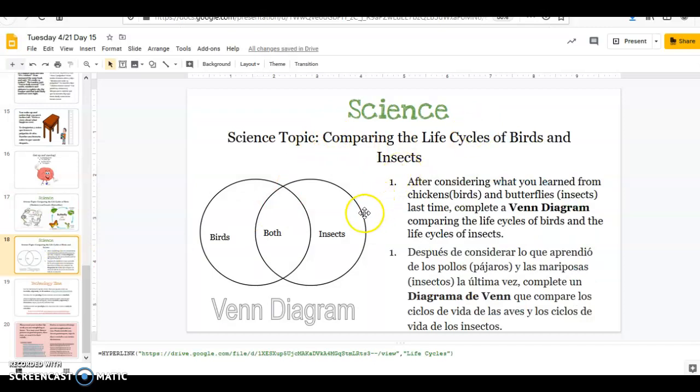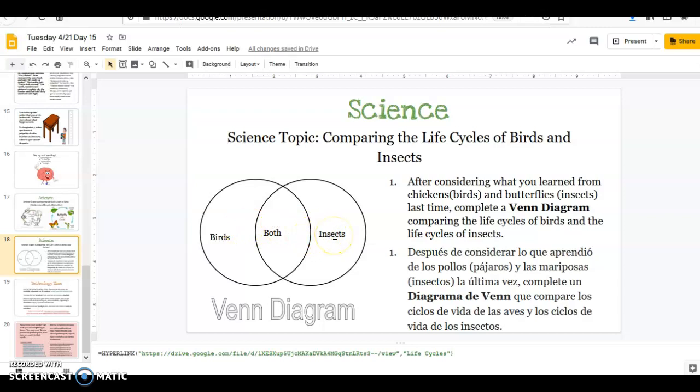The Venn diagram is 2 circles with part of them meeting in the middle. So we'll have birds on one side, just what the bird has. On the other side, just what the insects have or the butterflies have. And then in the middle, what do they both have in common? What do they both have that are the same? So you can draw this on a piece of paper. If you have your own packet, you can write it on the packet.